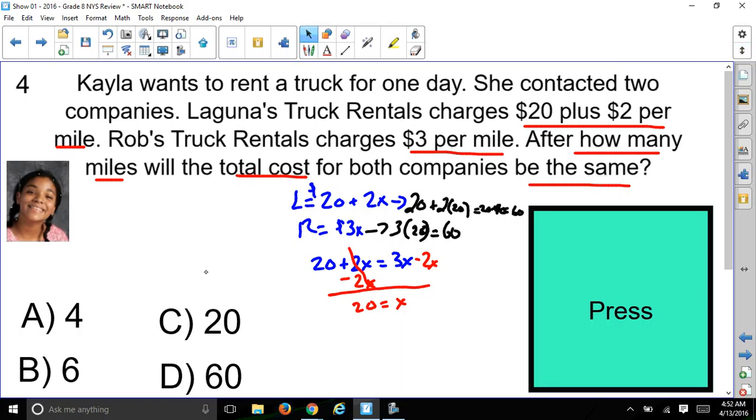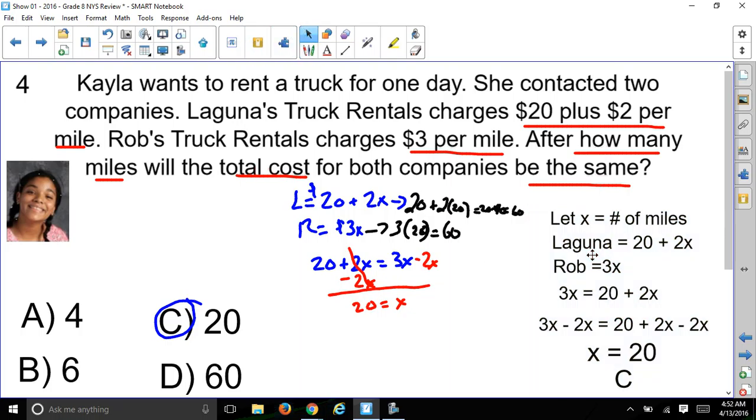So I'm going to go with choice letter C. So that's going to be my answer. So let's pick this box up here and get rid of it. There it is, choice C. So X was the number of miles they charged. Laguna charged $20 plus 2x miles. Rob charged 3x. When we set our equations equal to each other, did a little transposing, and solved for X, we got X equals 20, which was letter C. That was a good question. So Kayla, good luck with your truck company.